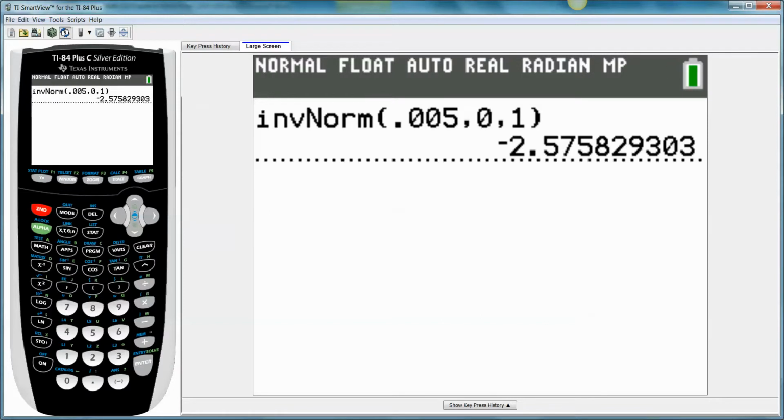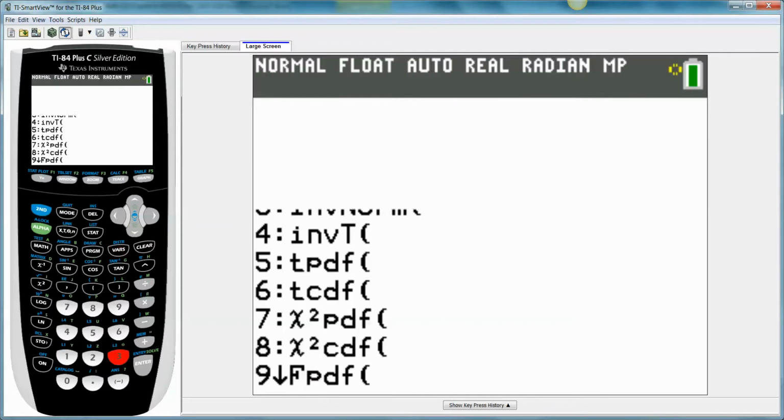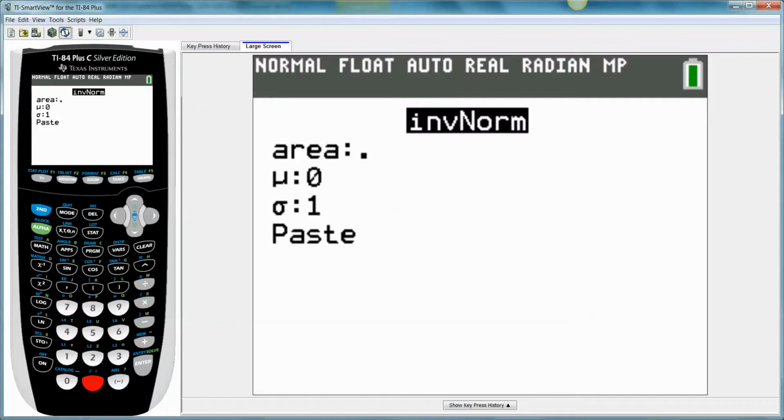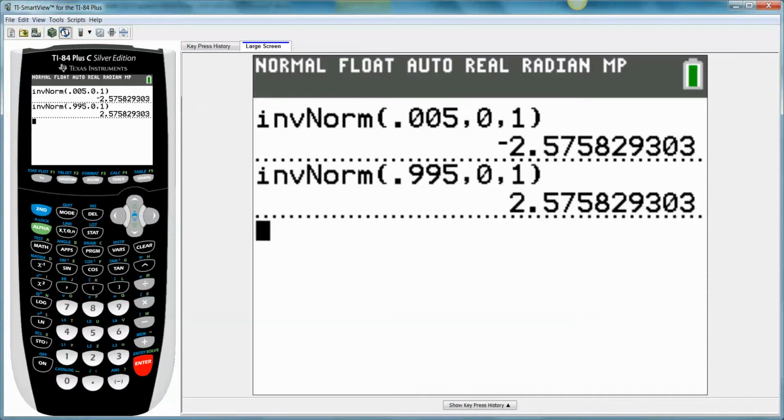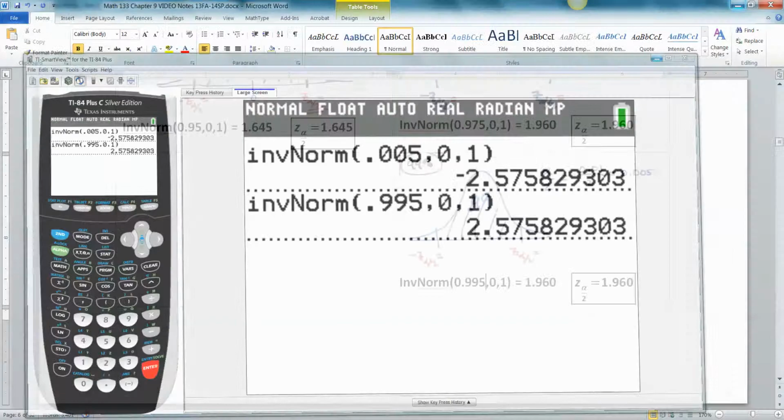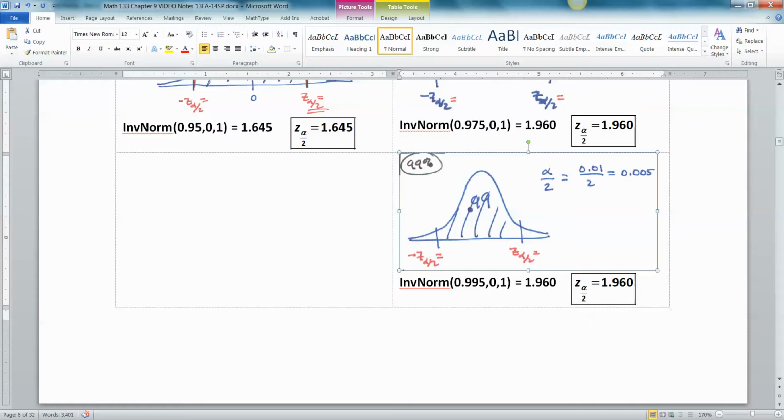Or you can do 0.995. Enter. And there we go. 2.576. All right, so we get 0.995, that's 2.576.